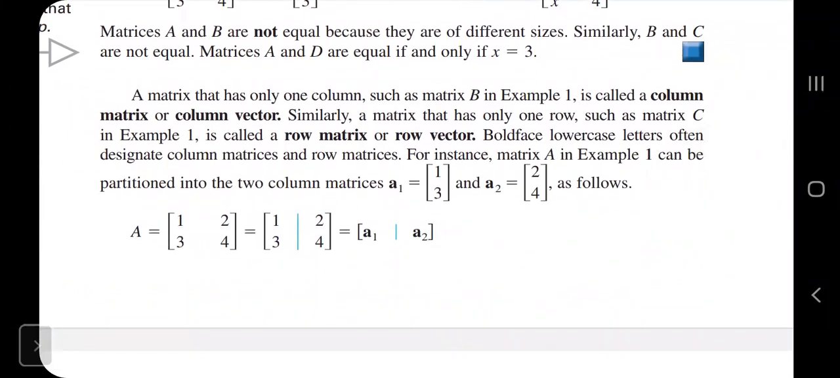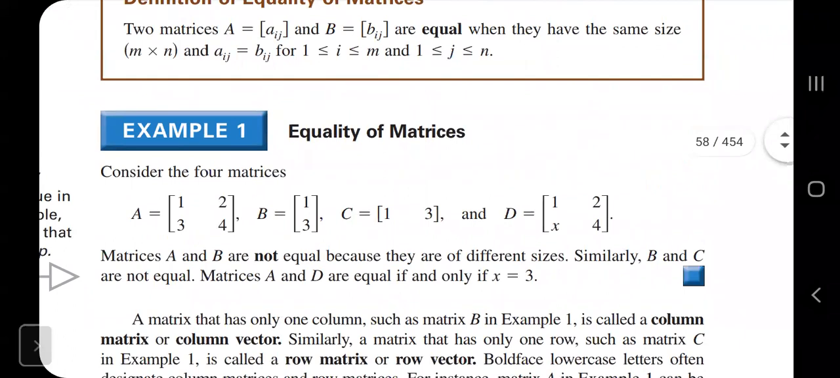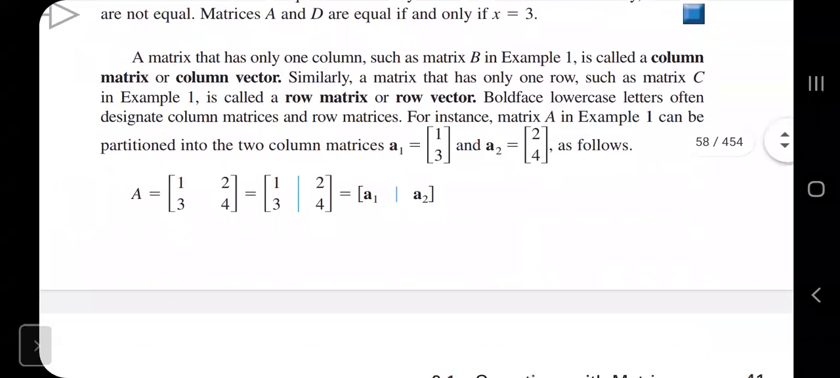I'm going through a lot of things quickly. By the way, a matrix which is just one column, such as matrix B, we sometimes call a column matrix, or a column vector. The word vector, I'm sure you've heard before, and we're going to get into vectors a lot, but not yet. That's coming up. Matrix C, as you can see, is just one row, so we call that a row matrix, or sometimes a row vector. Same thing, no problem.